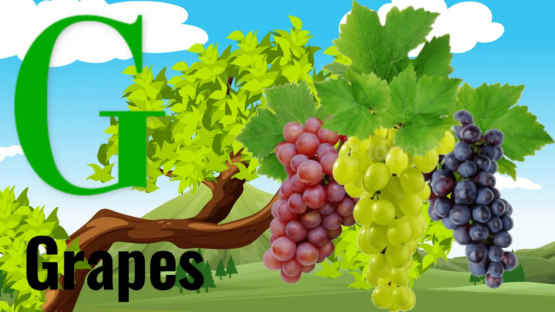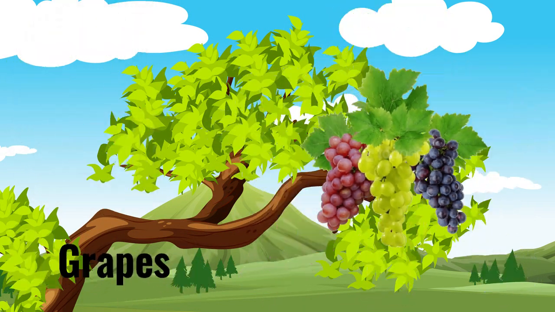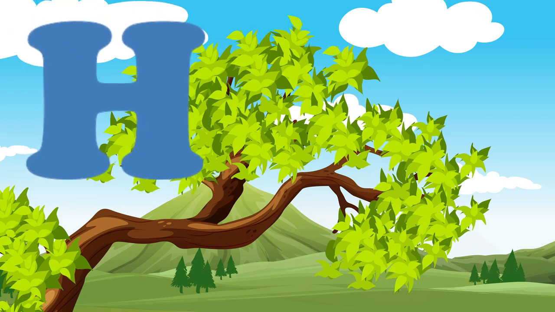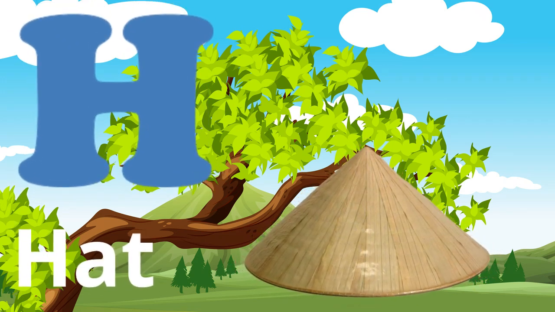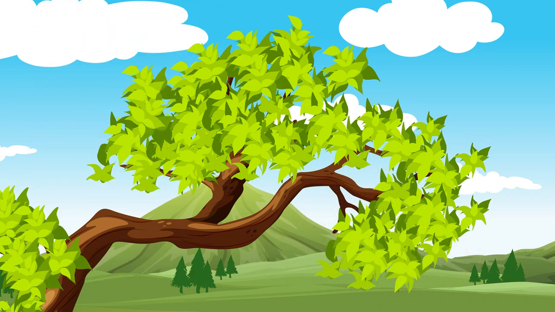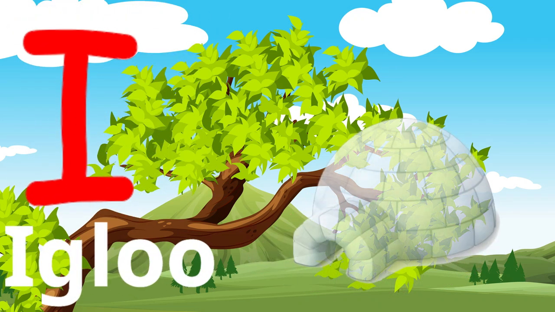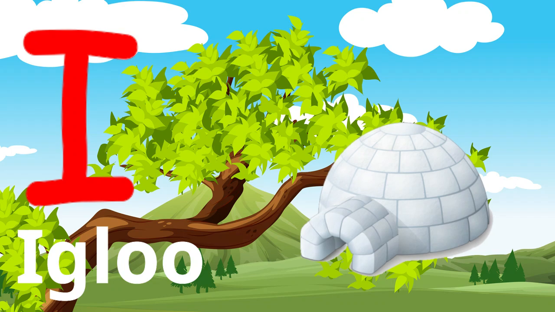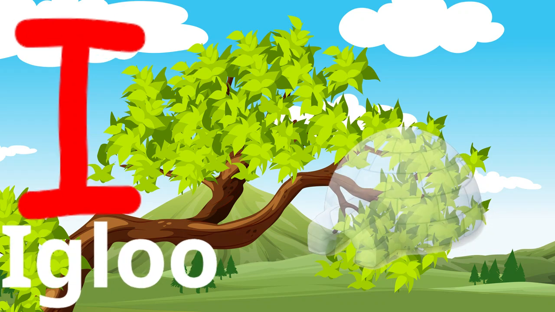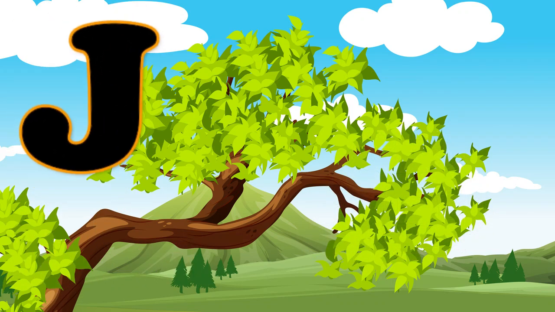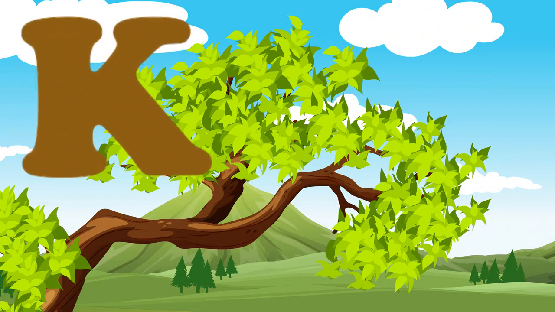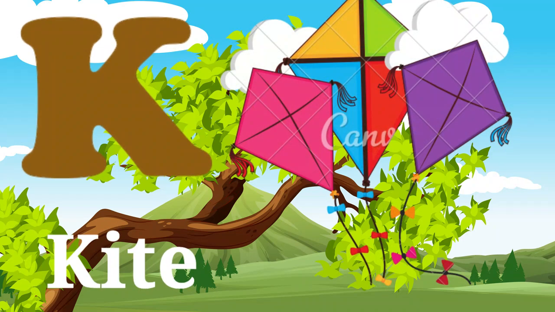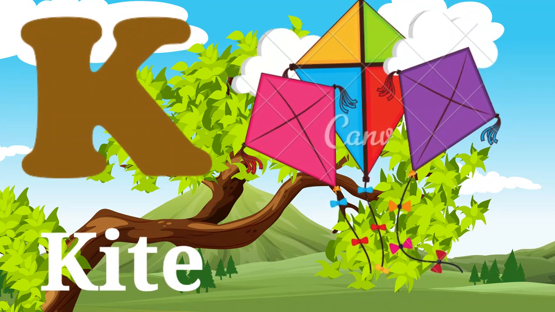G for grapes. H for hat. I for igloo. J for juice. K for kite.